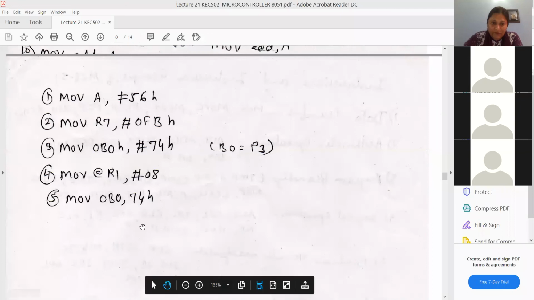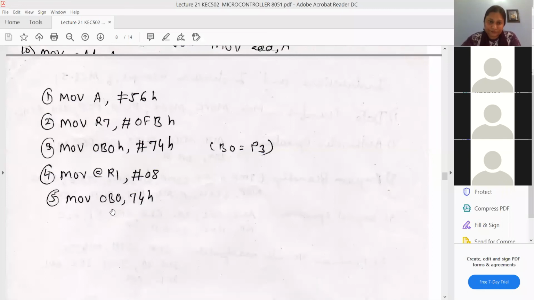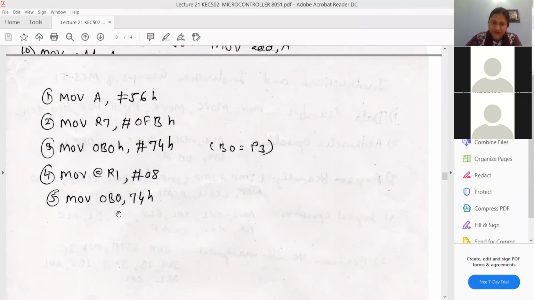So what is the meaning of this last instruction? Move the data at address 74 into address B0. This is also a RAM address and this is also a RAM address. So whatever is at this RAM address, that data will go into this RAM address B0. Because we have not put the hash sign, this is referred to as address.